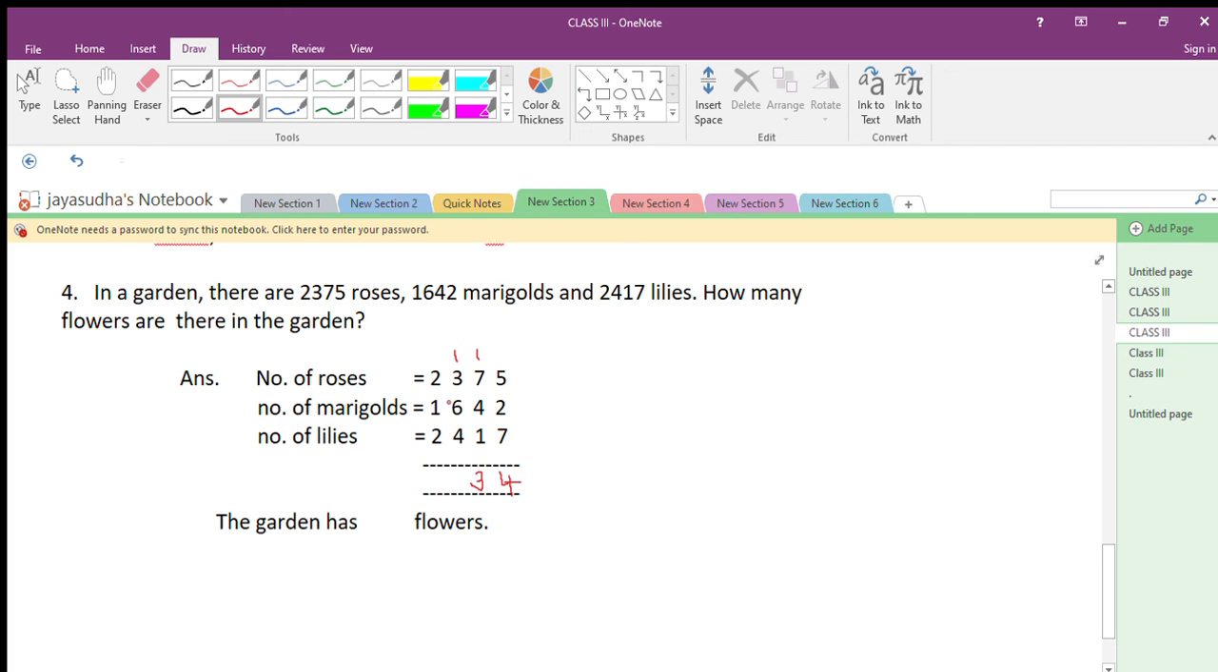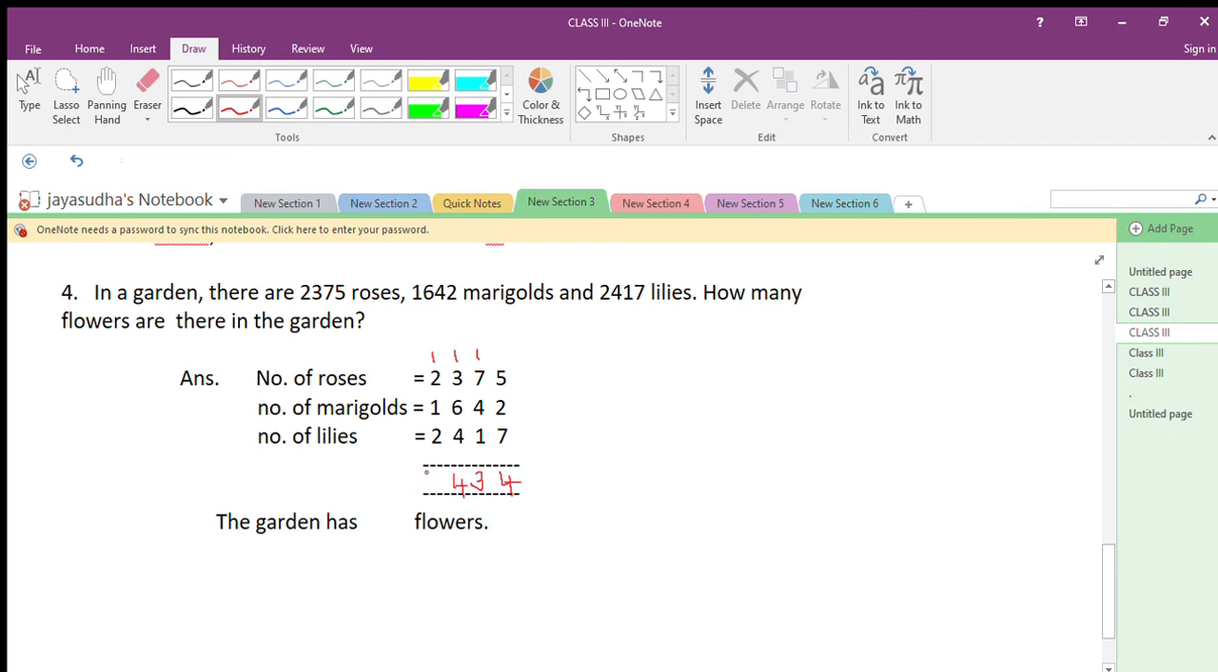4 plus 6, 10. 10 plus 3, 13. 13 plus this one, 14. So you have to write 4 here. One carry to the next column. Okay, 2 plus 1, 3. 3 plus 2, 5. 5 plus this one, 6.